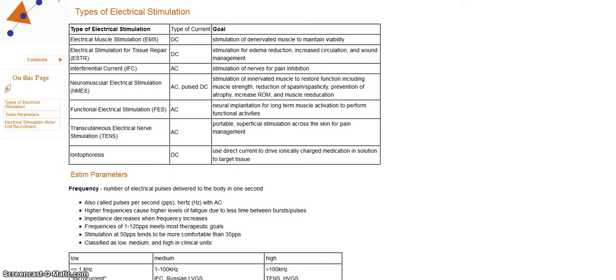So you have a muscle that is going to lose its size and shape and nutrition unless it gets stimulated with a direct current. And that is different than neuromuscular electrical stimulation. That is a muscle that is innervated, but we're working to restore function.